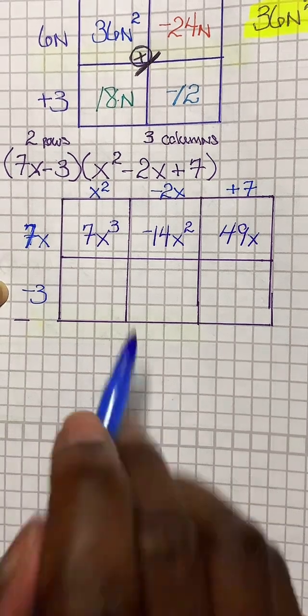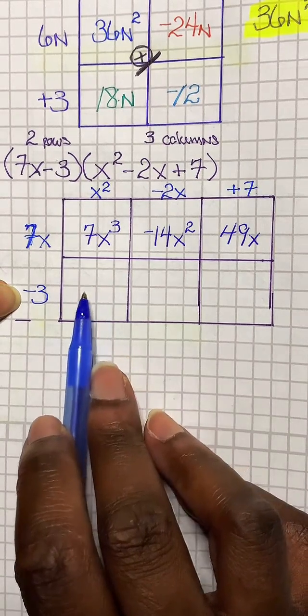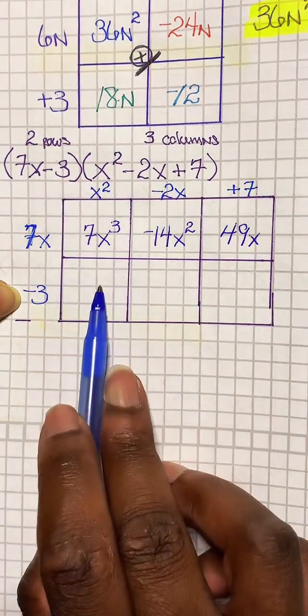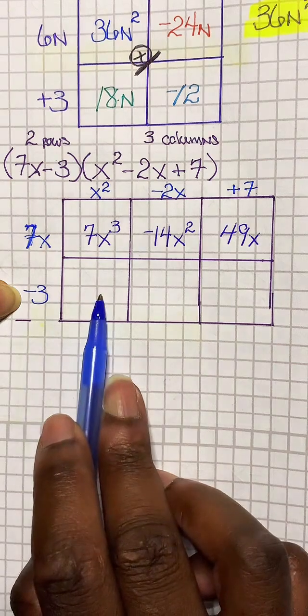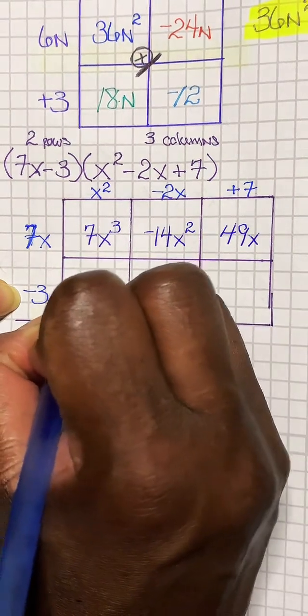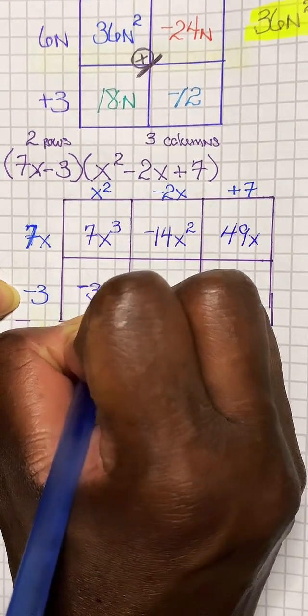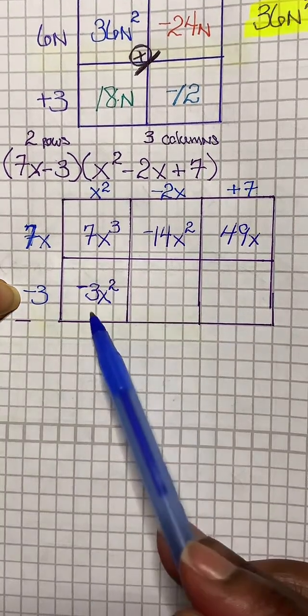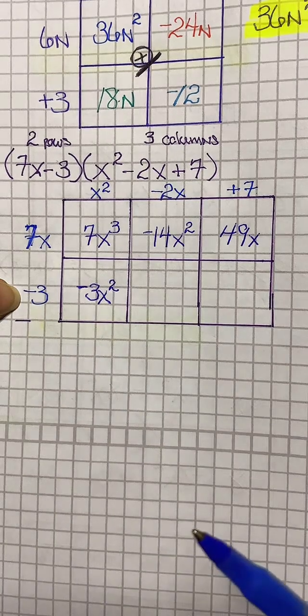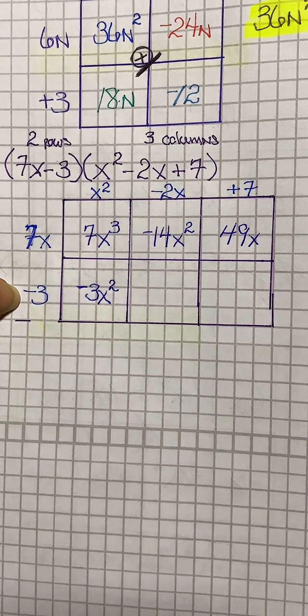Good. Okay. So now we're going to fill this box. x squared times negative 3. This will give me a negative 3x squared. Okay? When you're multiplying or dividing and the signs are opposites, one's positive, one's negative, your answer is always negative. When the signs are the same, positive, positive, negative, negative, your answer is always positive.